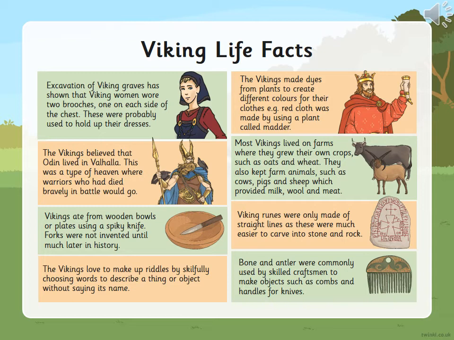Most Vikings lived on farms where they grew their own crops, such as oats and wheat. They also kept animals such as cows, pigs and sheep, which provided milk, wool and meat. Viking runes were only made of straight lines, as they were much easier to carve into stone and rock. Bone and antler were commonly used by skilled craftsmen to make objects such as combs and handles for knives.